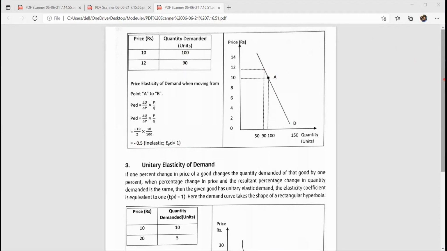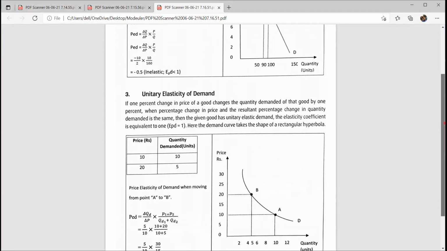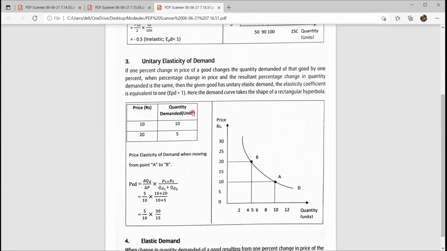Next category, unitary. Under unitary elasticity, we concentrate on the responsiveness of the percentage change in quantity demand and the percentage change in price. If the percentage change in quantity demand is exactly equal to the percentage change in price, it is called unitary elastic. For example, if the price increases by 10%, quantity demand should also decrease by 10%. In such a case, the value of PED is exactly equal to 1.